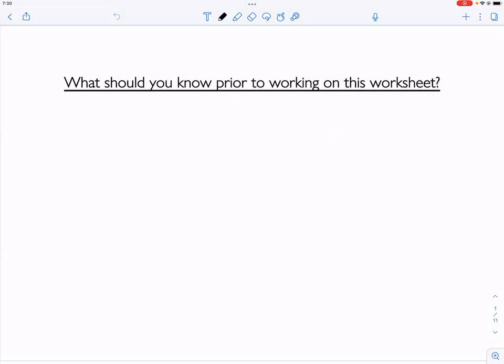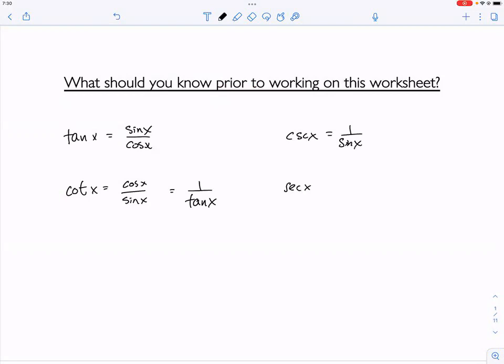So first one, it's something easy. I would say something like tangent x is equal to sine x over cosine x. I think that's important. Also, cotangent x is equal to cosine x over sine x. And of course, we can also express cotangent x as 1 over tangent x. We have cosecant x being 1 over sine x. We have secant x being 1 over cosine x.